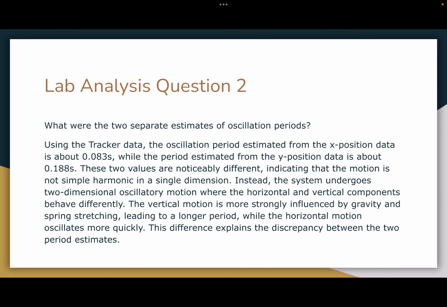And for question 2, what were the two separate estimates of oscillation periods? Using the tracker data, the oscillation period estimated from the X position data is about 0.083 seconds, while the period estimated from the Y position data is about 0.188 seconds. These two values are noticeably different, indicating that the motion is not simple harmonic in a single dimension. Instead, the system undergoes two-dimensional oscillatory motion, where the horizontal and vertical components behave differently. The vertical motion is more strongly influenced by gravity and spring stretching, leading to a longer period, while the horizontal motion oscillates more quickly. This difference explains the discrepancy between the two period estimates.